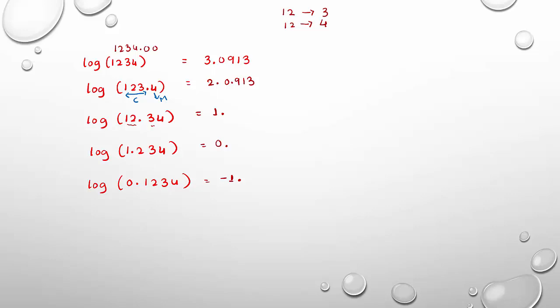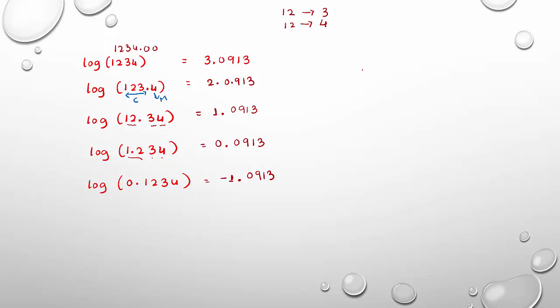Here also the same procedure. 12 we observe at 3, and again 12 at 4. Again we get the same answer, 0913. Here also we get 0913 because 12 at 3, 12 at 4. That indicates Mantissa remains the same. Only characteristic is changing because of the digits on the left side of the decimal point. Is it clear? In this way, we have to use the log table.